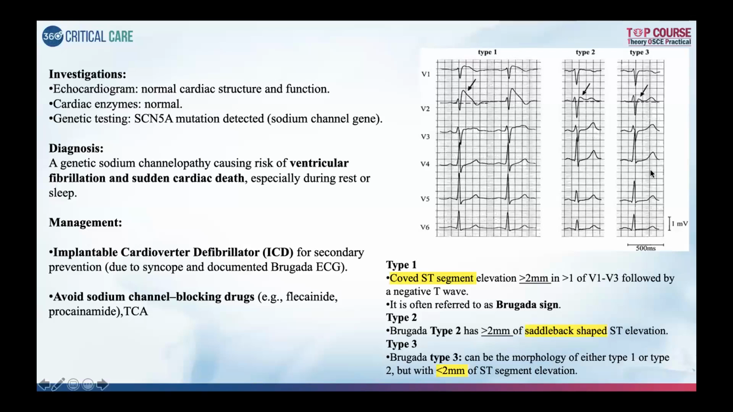So these are the various types of Brugada. This is type 1, which we had seen, the curved ST elevation more than 2 millimeters. Sometimes you can have a saddle-shaped ST elevation more than 2 millimeters. So this is the saddle-shaped one. And if this is not meeting the 2 millimeter criteria, this is less than 2 millimeter, it falls under the third type, which is very difficult to identify actually.